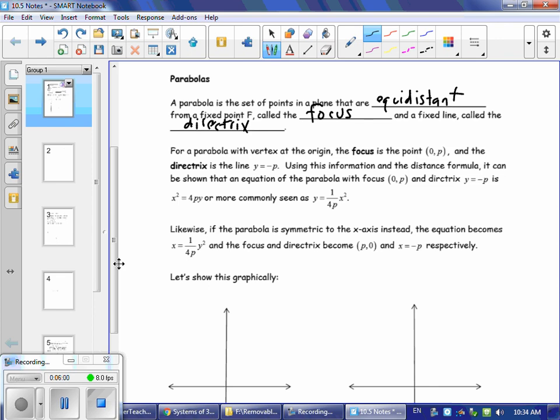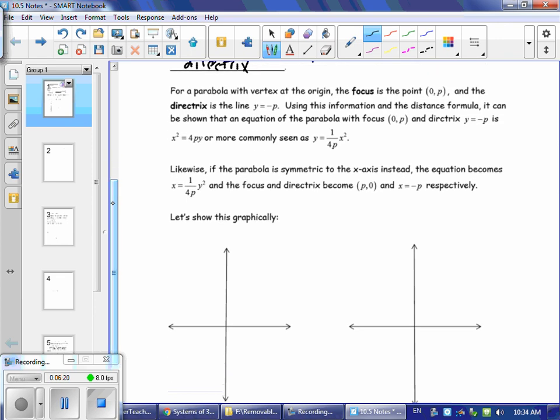Okay, so a parabola is a set of all points in a plane that are equidistant, or the same distance, from a fixed point, which we call the focus, and a fixed line, which is called the directrix. So every point in the parabola will be the same distance from that point and that line. For a parabola with a vertex at the origin, the focus is the point (0, p). Notice that there's a p-value, which is the y value. And the directrix is the line y equals negative p.